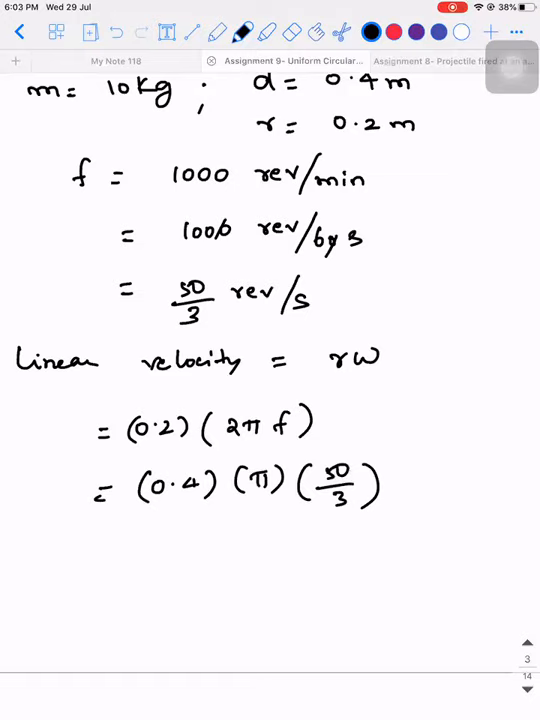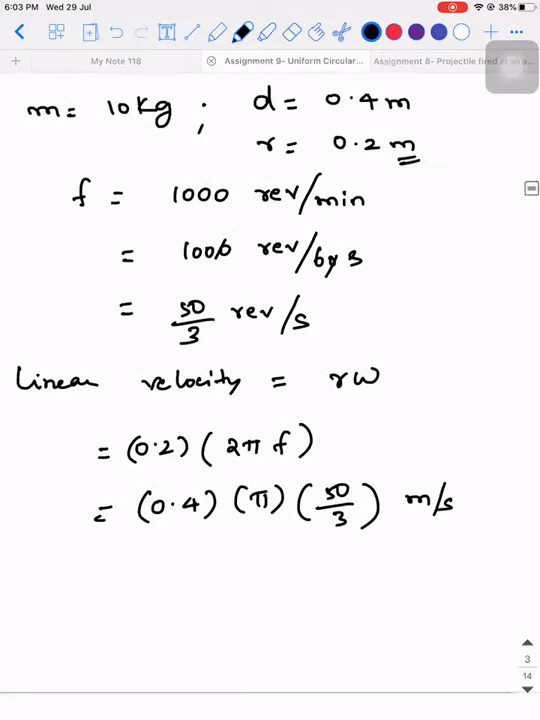What will be the unit? Linear velocity is measured in meter per second, because you have converted everything in terms of meter. So this is in terms of meter, this is in terms of seconds. So it will be meter per second. Am I clear? So solve this, you will get the answer.